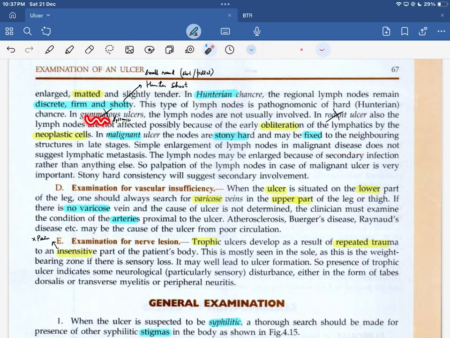When the syphilis is disseminated, this is systemic. In tertiary syphilis, the lymph nodes are not that much involved. But in the primary stage, the lymph nodes are involved heavily.